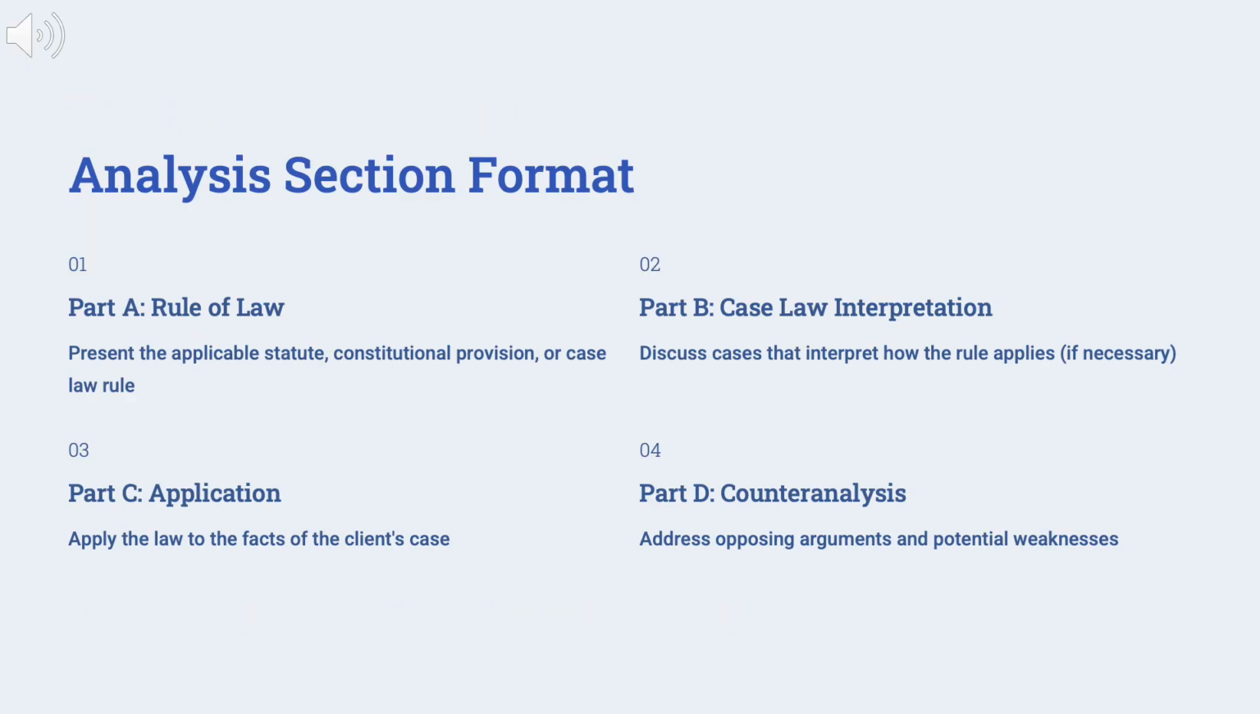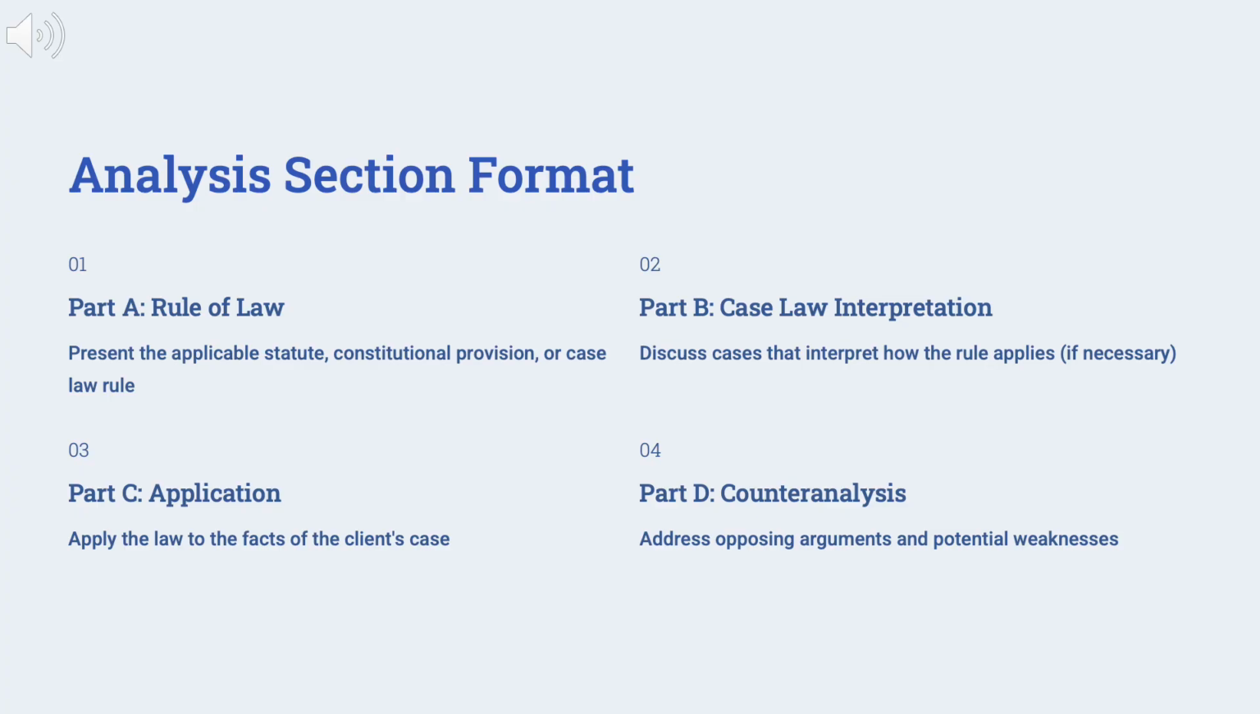The analysis section of an office memorandum is organized into 4 distinct parts, each serving a specific analytical function. Part A is the rule of law. This is where the applicable statute, constitutional provision, or controlling legal principle is identified and presented. The rule establishes the legal standard against which the client's facts will be measured.